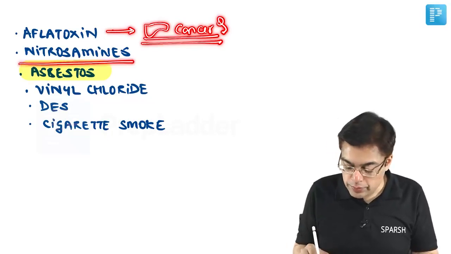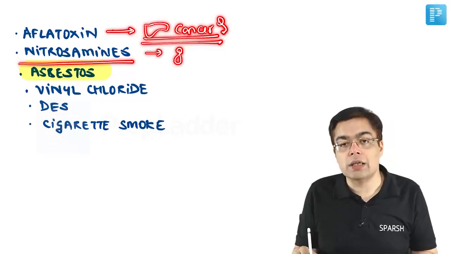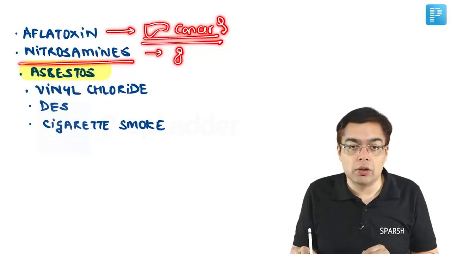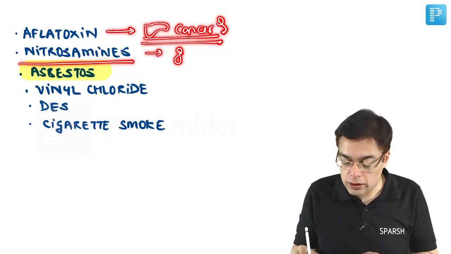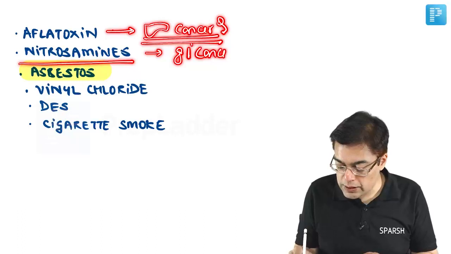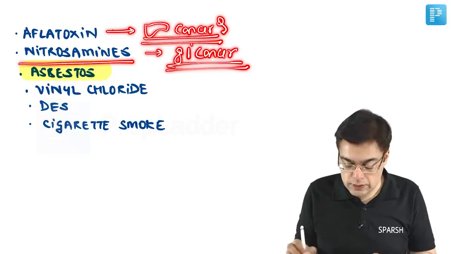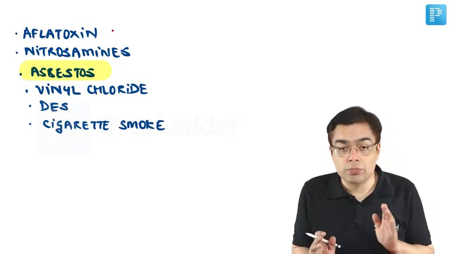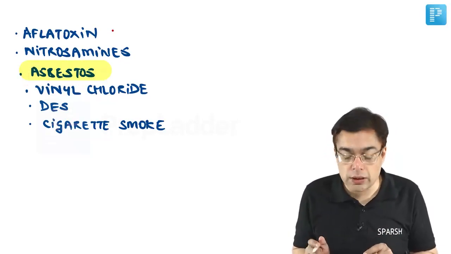When you're talking about nitrosamines, they are going to be causing contamination of the water. So when people are consuming water in a particular geographical area which is unfiltered, that is supposed to increase the risk of development of GI tract cancers. The moment we are talking about something like asbestos, it has been highlighted because that's the most frequently asked question in the exam in recent times.